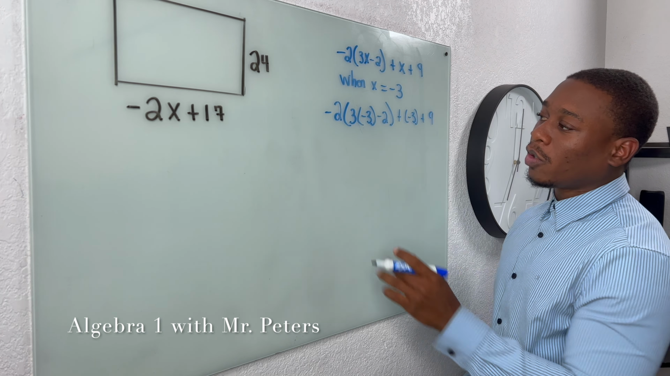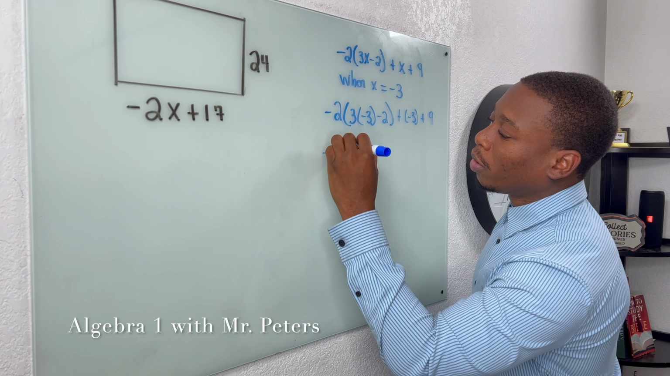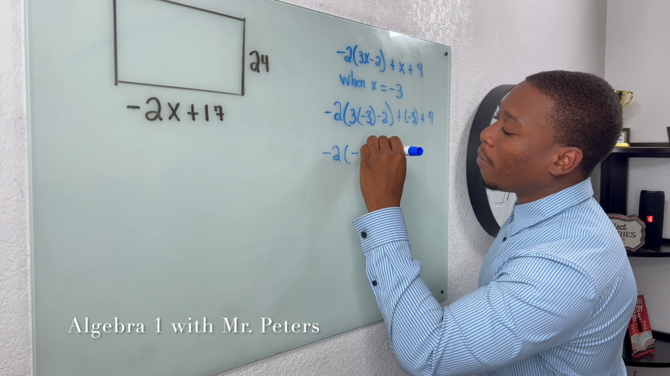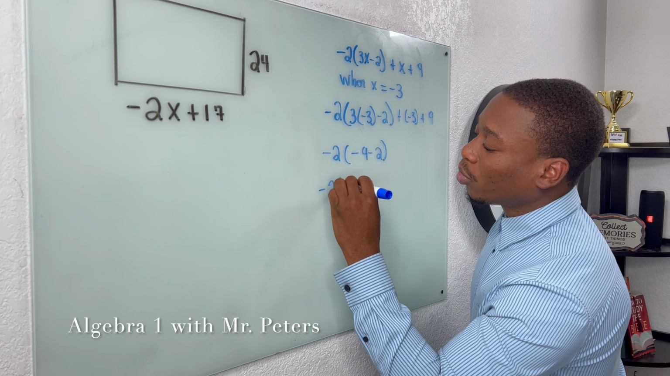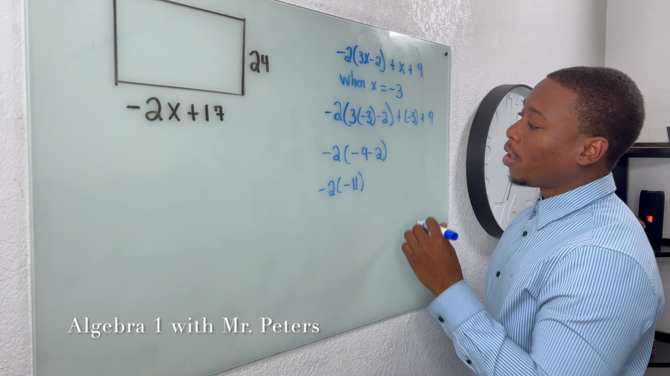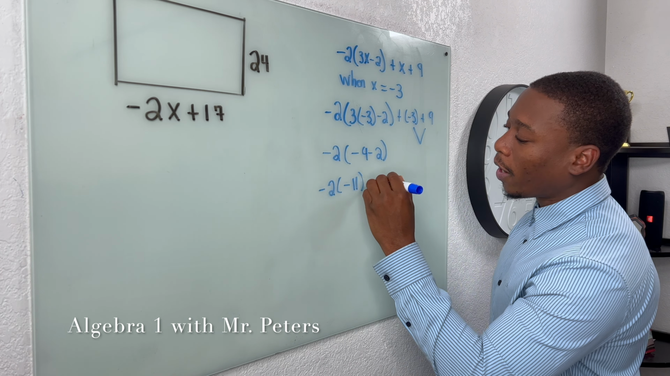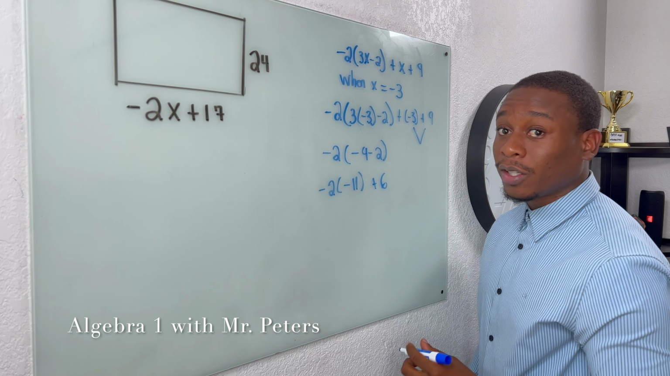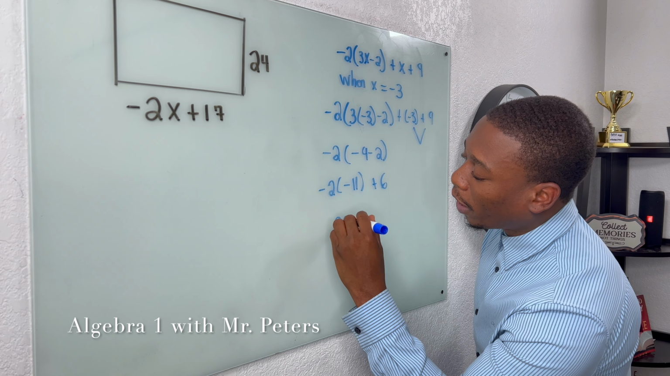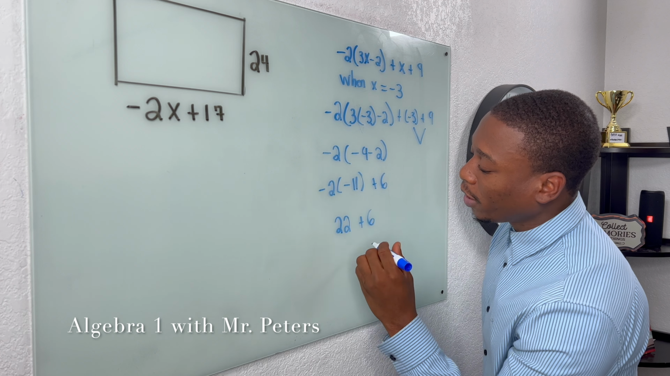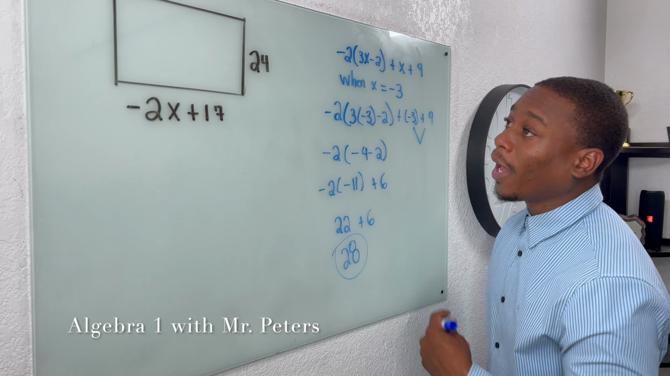Now that we plug this in, we could focus on the parentheses and simplify. So I'm going to get -2, and in parentheses, we're going to have -9 minus 2. When we add those two together, we'll have -2 times -11. And then on this right side right here, when we combine -3 and +9, we're going to get 6 as an answer. So when I finish this problem off and I multiply, I'm going to get +22 plus 6, and I'm going to get a final answer of 28.